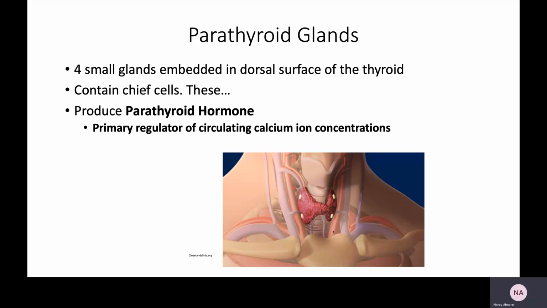We're going to also talk about the parathyroid glands, which are small glands. There are 4 of them embedded in the posterior aspect of the thyroid. They contain what are known as chief cells. Their job is to produce parathyroid hormone, PTH. Parathyroid hormone is the primary regulator of circulating calcium ion concentrations. Let me repeat that. PTH is the main regulator of the calcium ion concentrations that you will find in the blood. I would know that if I were you, forever, not just for this class.